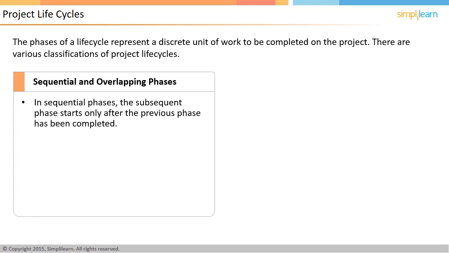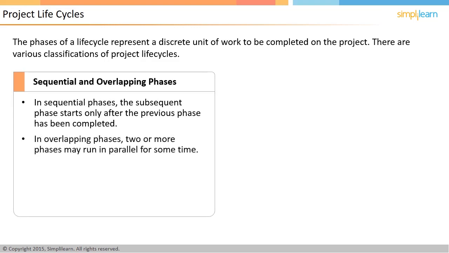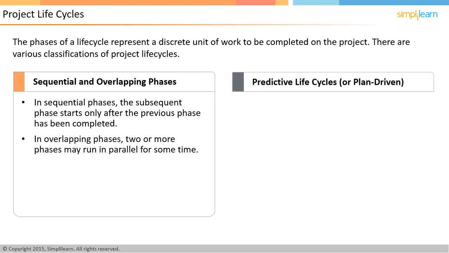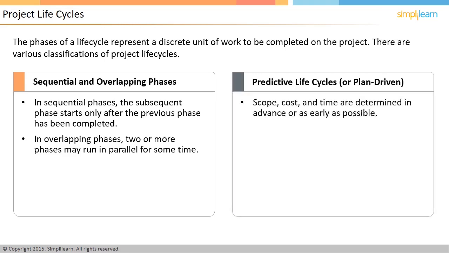In sequential phases, the subsequent phase starts only after the previous phase has been completed, whereas in overlapping phases, two or more phases may run in parallel for some time. This could help fast-tracking and compressing the amount of time required. The other way of classifying life cycles is how they go about the process of planning. In predictive life cycles, there is a large upfront planning phase where all the details of scope, cost, time are planned before beginning the subsequent phases. These phases then are executed in either sequential or overlapping modes.